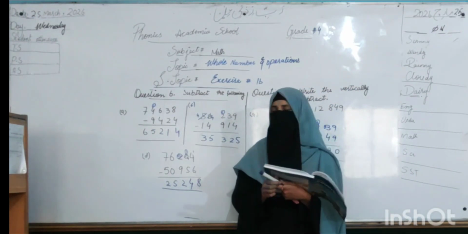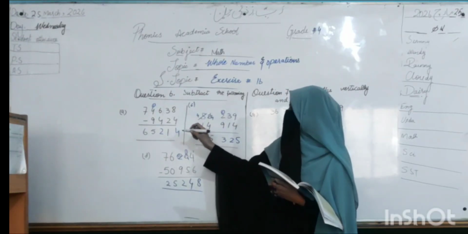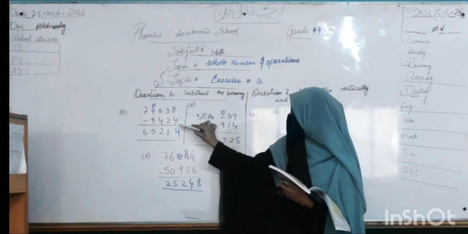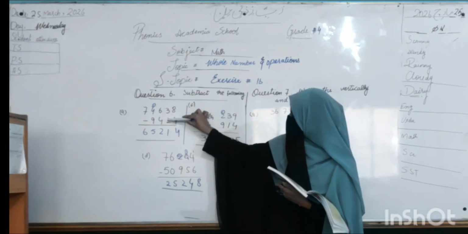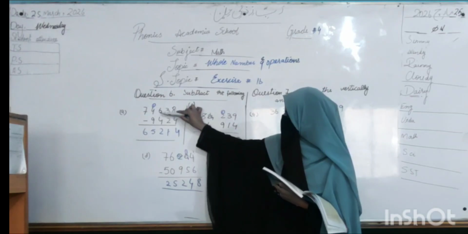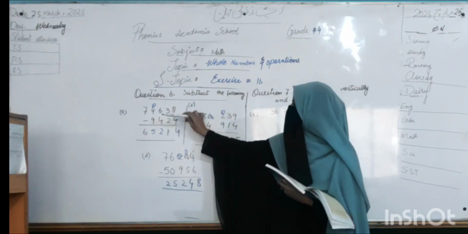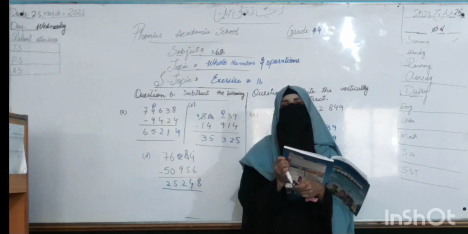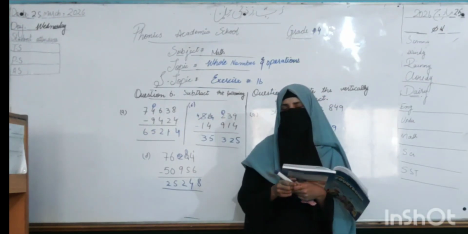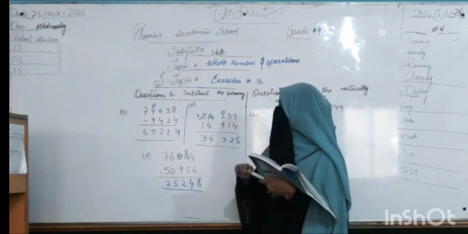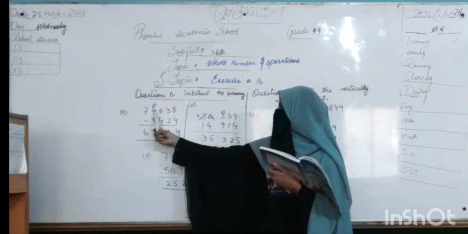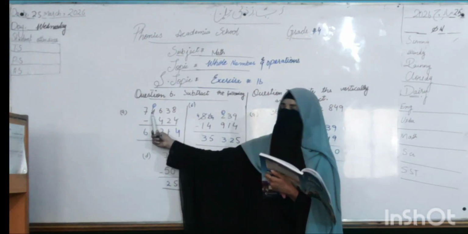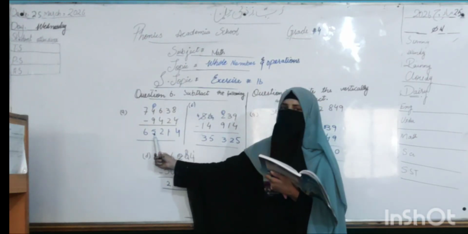When you solve your question, you start from your right side. So let's start. 8 minus 4 is equal to 4. 3 minus 2 is equal to 1. 6 minus 4 is equal to 2. The next one is 4 minus 9. You know that in subtraction, a small value cannot subtract a large amount. So you take a carry from your left number. The left number is 7. 7 gives a carry to 4, and 4 makes 14. 14 minus 9 is equal to 5.